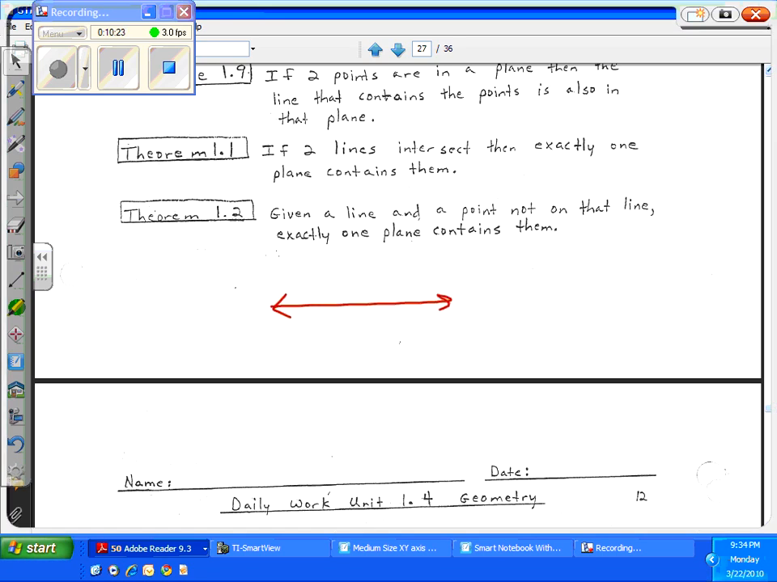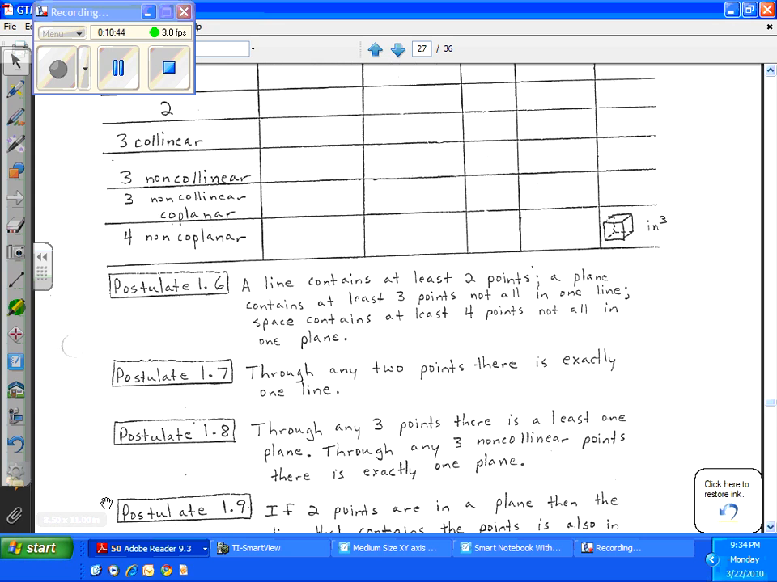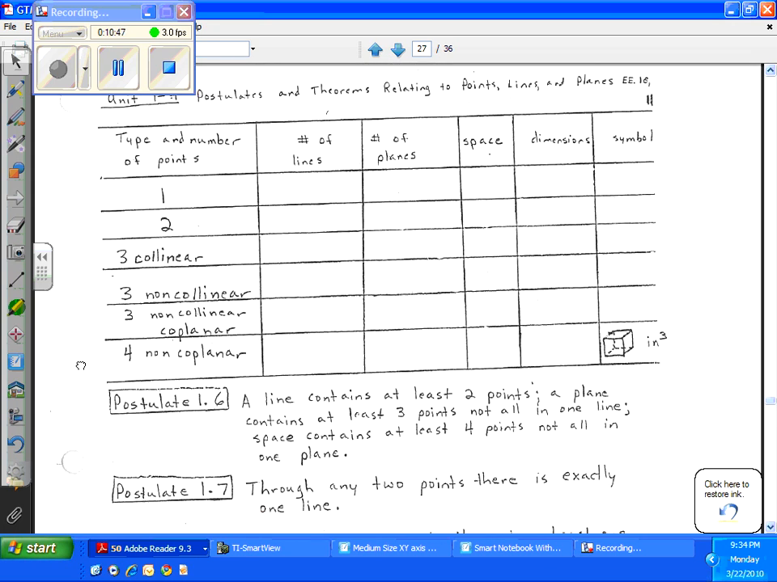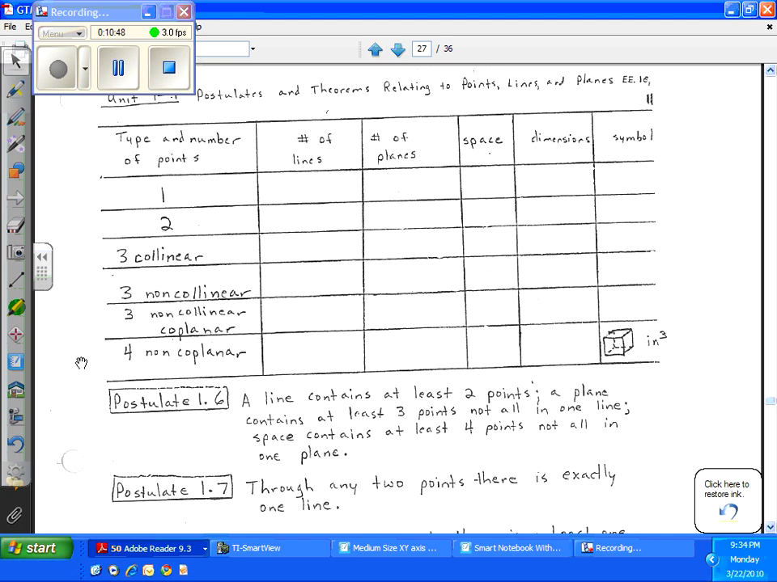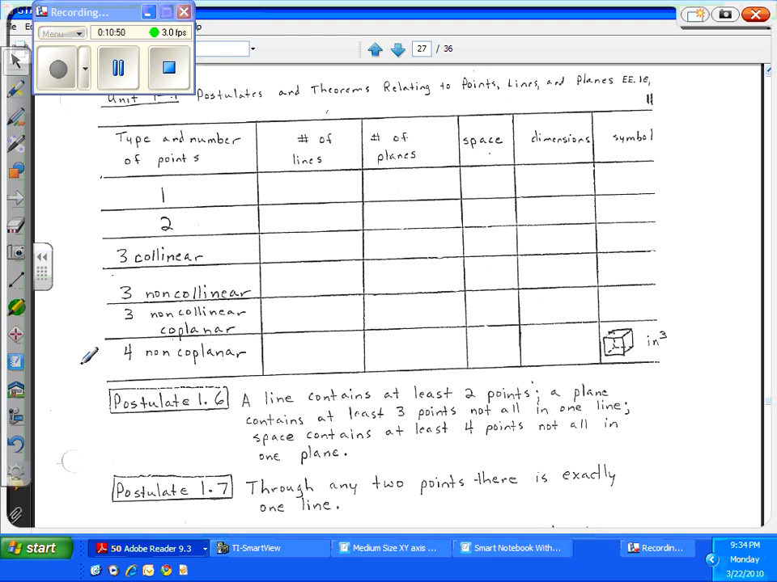Given a line and a point not on that line, what did we just create? Non-collinear points. If we have non-collinear points, we have a single flat surface that hits them all, right? All right, let's summarize all of that information in this little chart. The type and number of points.